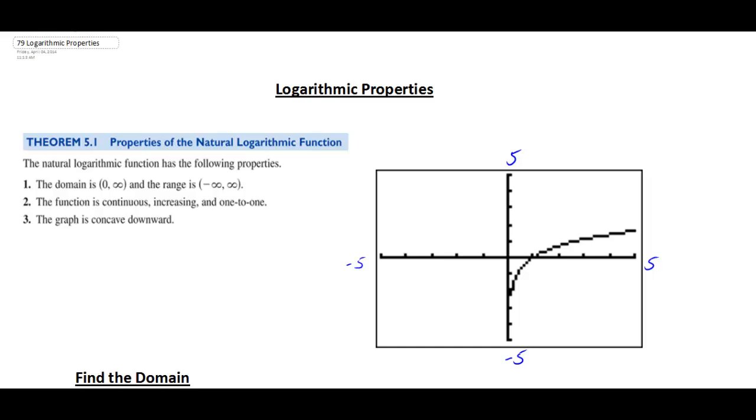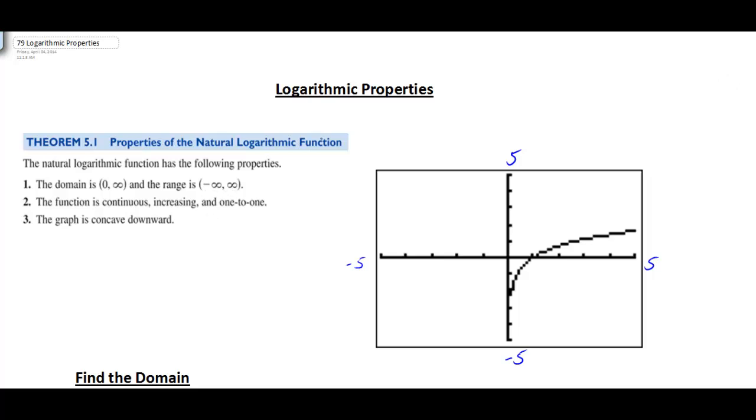Here in this video, I'm going to be reviewing some properties of logarithms. And to start off here, we have our natural log function, and it says that we have the domain is 0 to infinity, and the range is negative infinity to positive infinity.